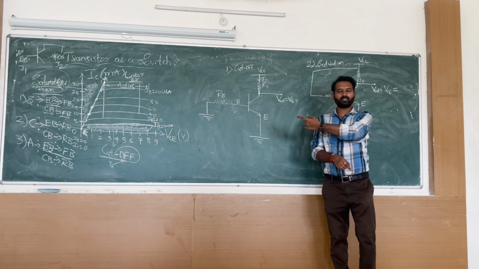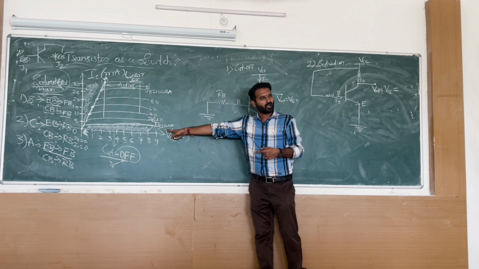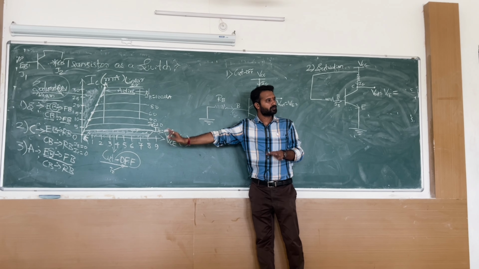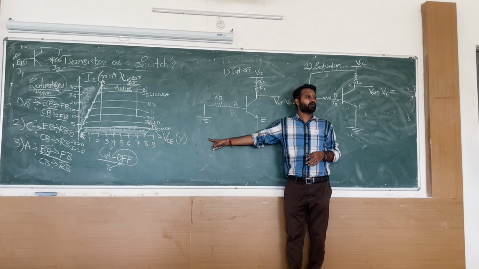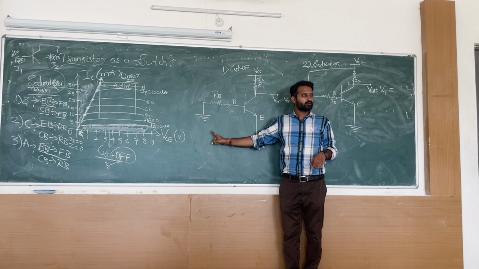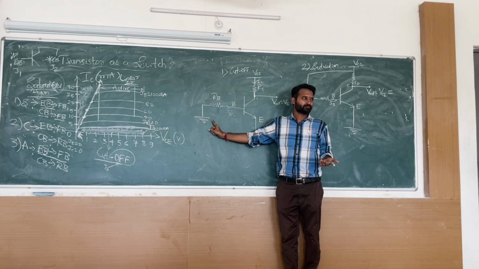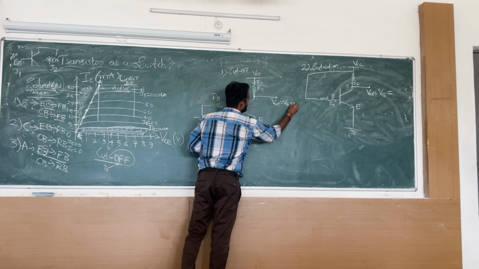Now let me tell you about cutoff first. In the cutoff region, what is the case? IB is equal to 0. IC is equal to 0. IB equal to 0 means the base should be grounded. Grounded means 0, not giving any input. That's why I made it grounded. There is no current flowing. Right? What about Vout and VCE?